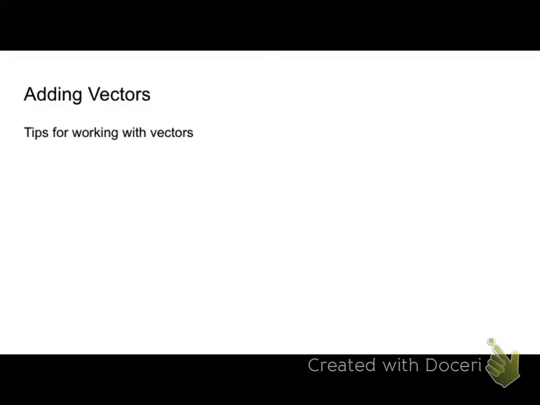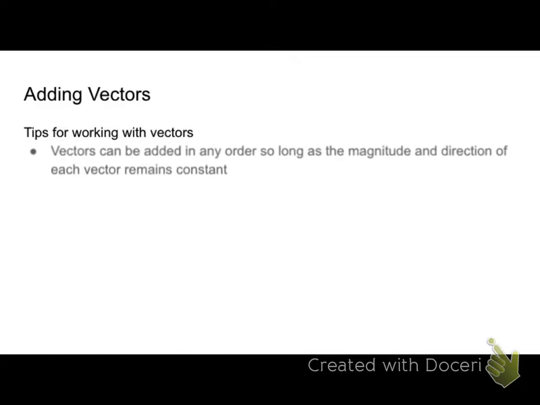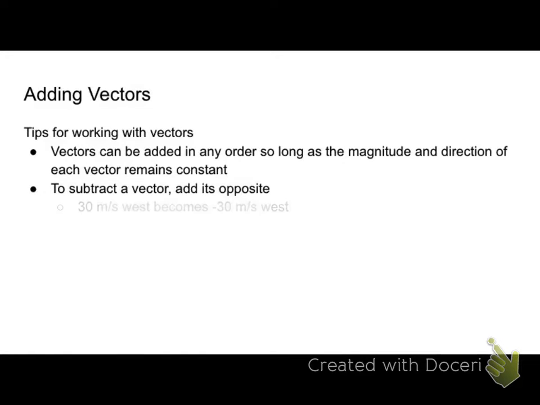Some tips for working with vectors that your book gives is that if you have multiple movements, multiple vectors, that you're adding more than two, you can add them in any order that you want. Just, again, be careful of magnitude and direction. So any combination order that you want to do. And then if you're going to subtract a vector, you're going to add the opposite of it. So 30 meters west becomes negative 30 meters west, because it's the same as saying 30 meters east, but it's easier to subtract.